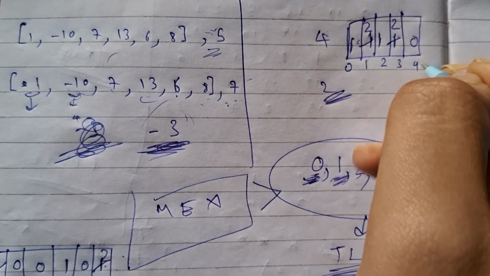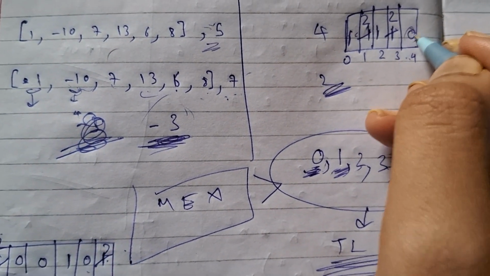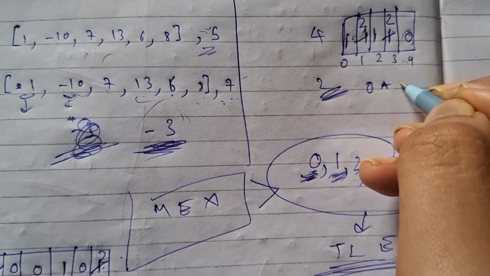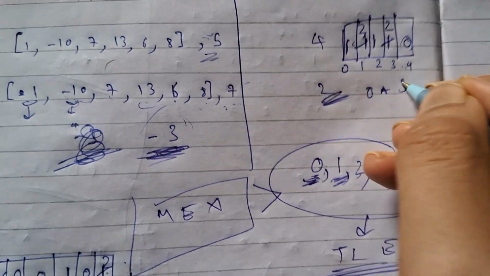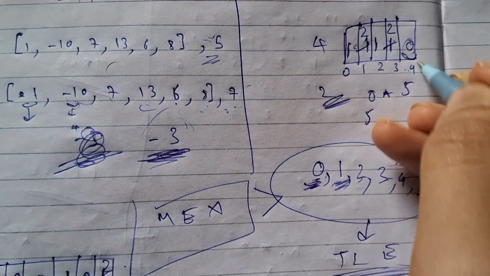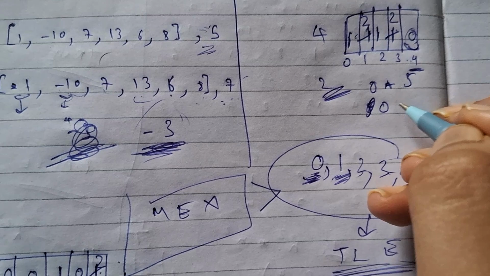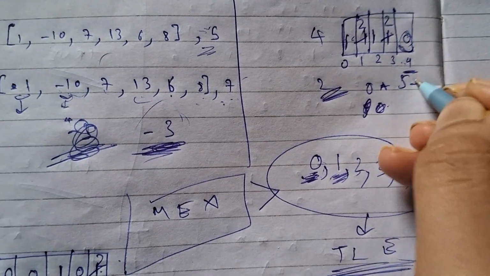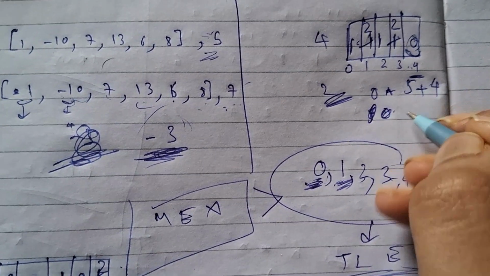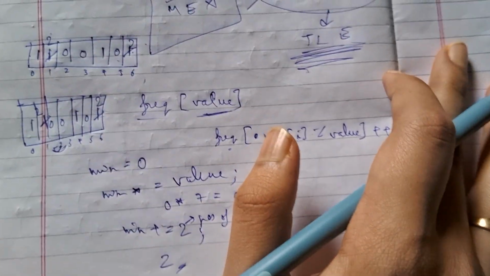Again, what is the minimum? The minimum is 0, at position 4. So 0 into value, that is 5, is 0, and then we add the position of the minimum, that is 4, so that is 4. The answer is 4. So this is the approach behind this. Okay, that's it. Thank you.